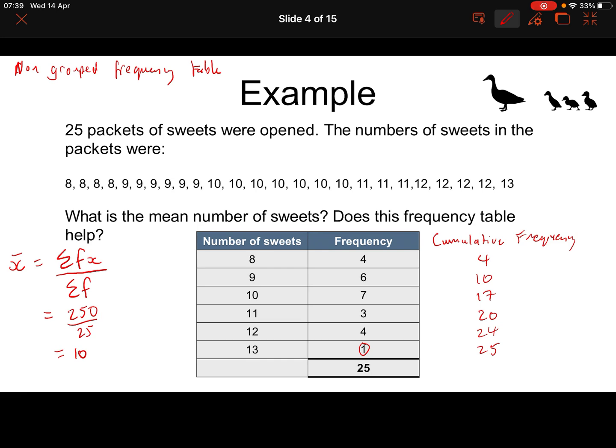Okay, so now what we're going to do is we know we've got 25 numbers, so we should know that the median Q2 is going to be the average of the 12th and 13th numbers, because that's going to be halfway through 25. So what are the 12th and 13th numbers? Well, just look at the cumulative frequency.